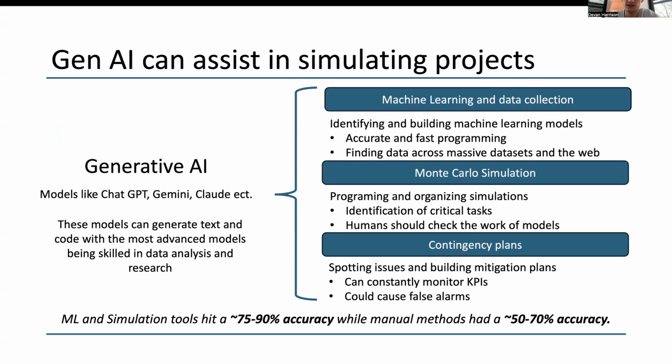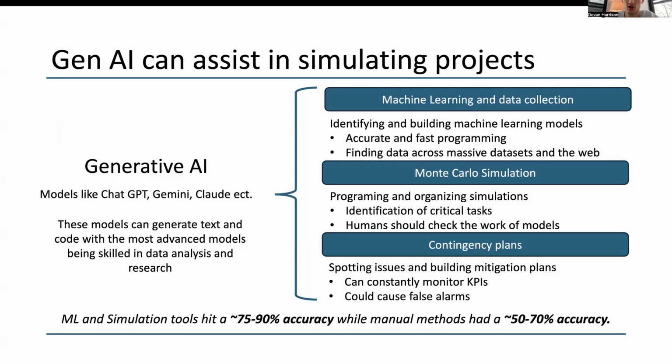Going on to what's likely more important for the future is generative AI. That's when we're talking about models like ChatGPT, Gemini, and Claude. Now, these models can do machine learning and data collection, similar to what we had talked about, but they're also really good at simulation as they can program really quickly and identifying small critical tasks. And then what's likely going to be a major thing in the future is contingency plans, where they can spot issues and build plans that a human may not have even noticed.